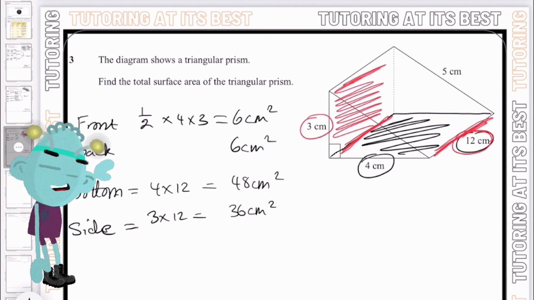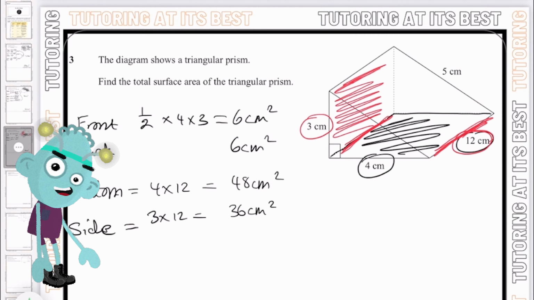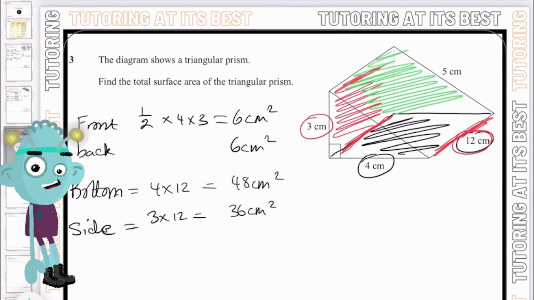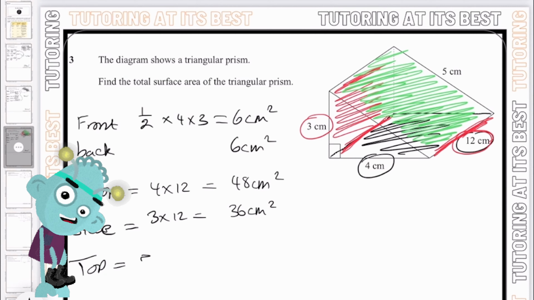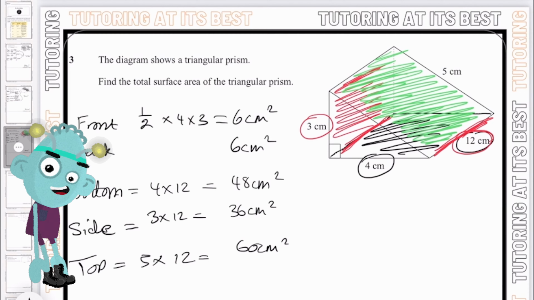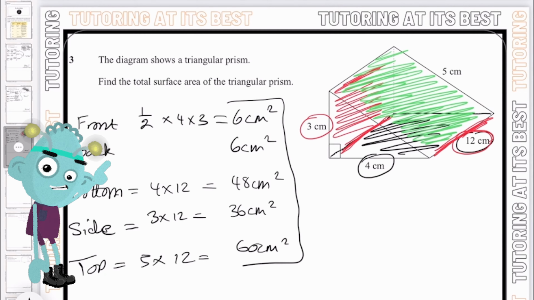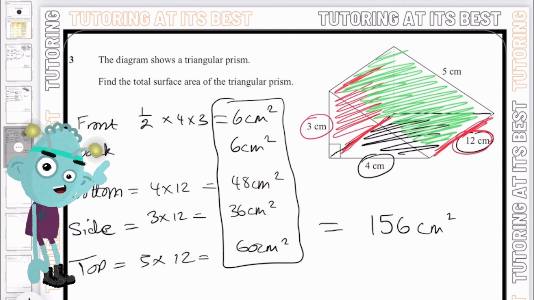Okay, that's all done. Before finally working on the top, and again, if I put this in green here, you can simply see that this is our top section. So again, for our top, we will have 5 times 12, which will give us 60 centimeters squared. And then once we've got all of the areas, we can add these all up, and that will then give us 156 centimeters squared. Marvelous.